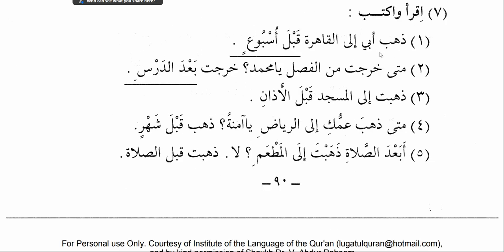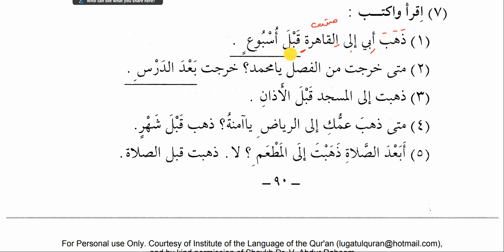So the next question here is question number 7. Read and write. Now in this question there are no questions, but it's just to read and write. But I will do the irab here, and we will put the harakas. Let's see. ذهب, this is the past tense. ذهب أبي إلى. Now this is the country name Cairo, and it is with the lam tarif. So what will be the change? It will take a kasra because of the harf jar.